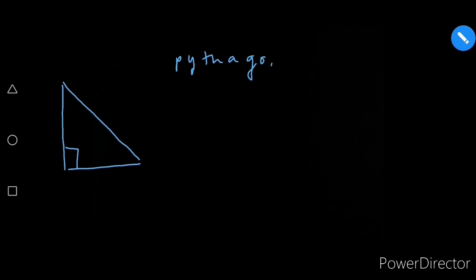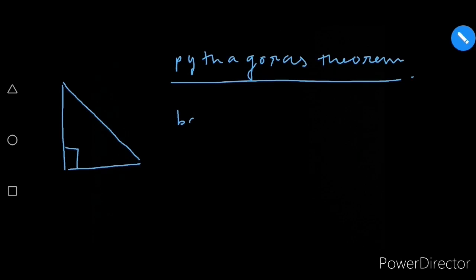Pythagoras theorem. And it basically says base square plus altitude square gives hypotenuse square.